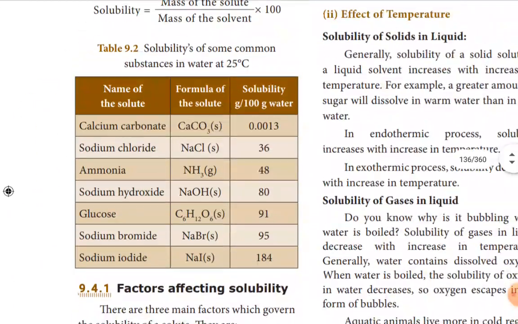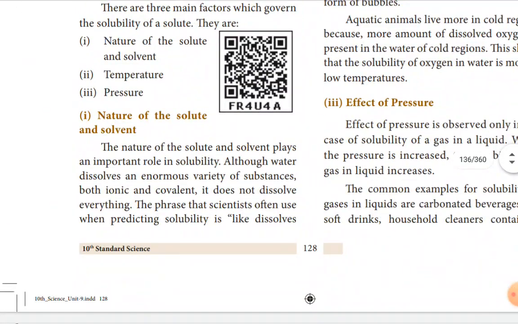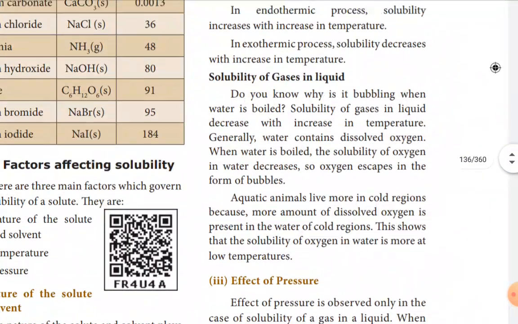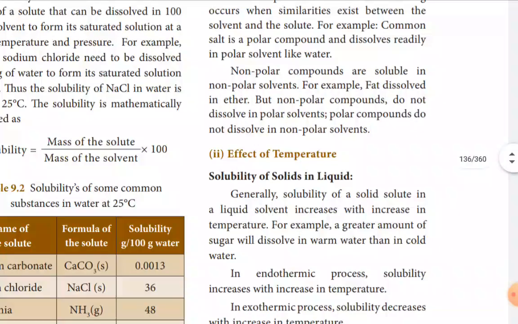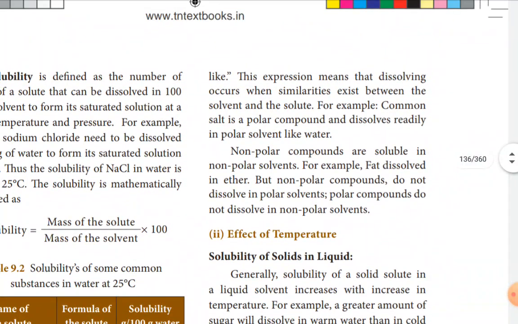So you have to understand clearly here. The simple term given is "like dissolves like". What is the meaning of this phrase? Scientists often use this term, like dissolves like, to mean polar solvent dissolves polar salt or polar solid.